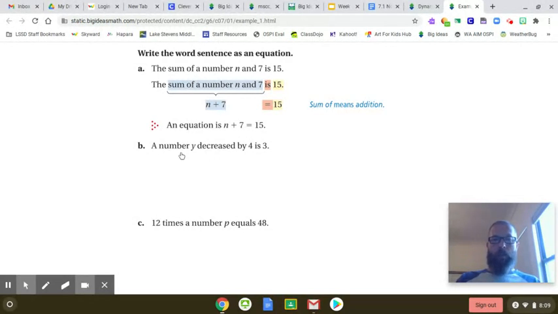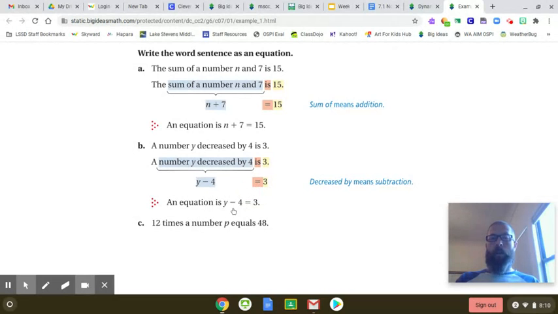Okay. Part B says a number y decreased by 4 is 3. Decreased is a hint. That means subtract. Is is my equal sign. So we're going to highlight the important information. And then we have y minus 4, because y decreased by 4 is y minus 4. Is is my equal sign, 3. And so my finished product just says y minus 4 equals 3.